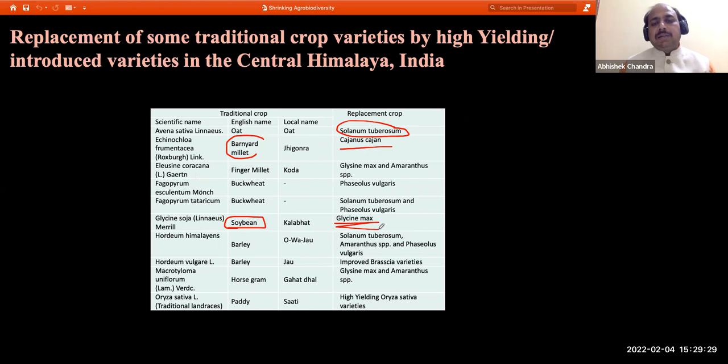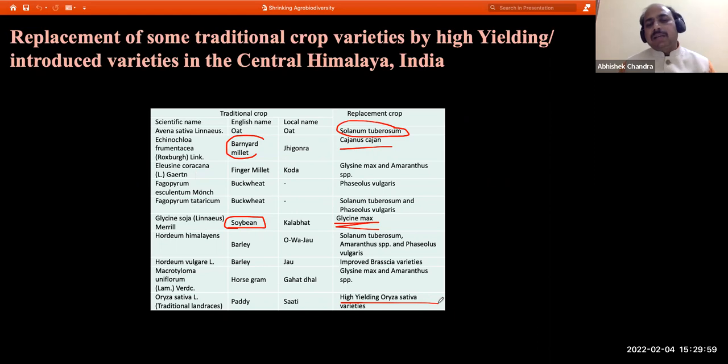Barley is replaced by amaranthus. Horse gram is replaced by the glycine mix. Paddy, which is locally known as sati, and which they are growing nowadays, will be replaced by high yielding varieties, because in the past they grew the sati paddy, and the fodder portion was used for the cattle and the grain portion for human beings.